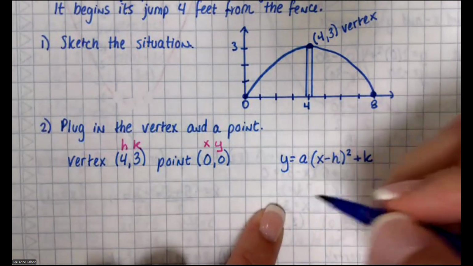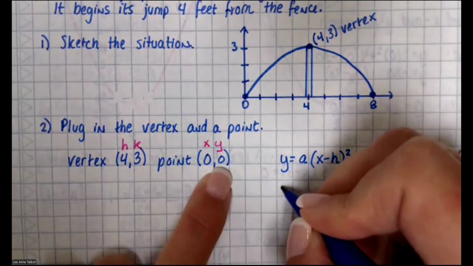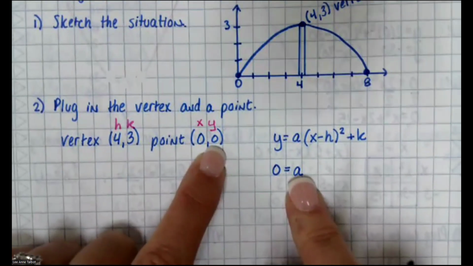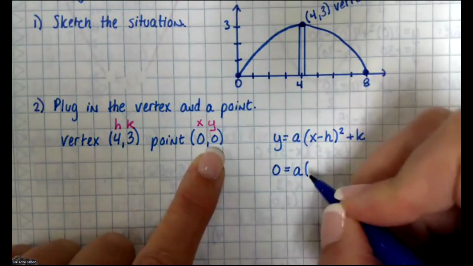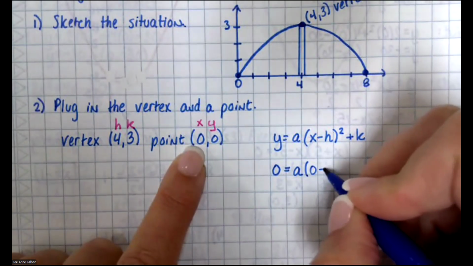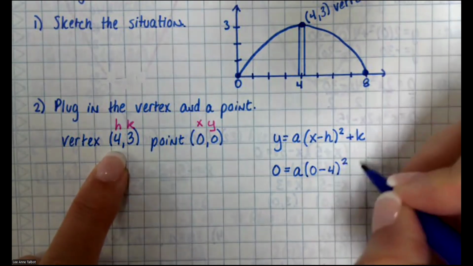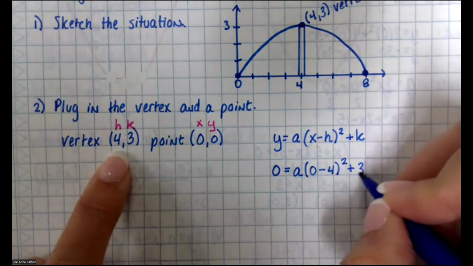So you have Y, which is 0, equals A, which is what we're solving for. That's the whole point. X is 0, minus H, squared, plus K.